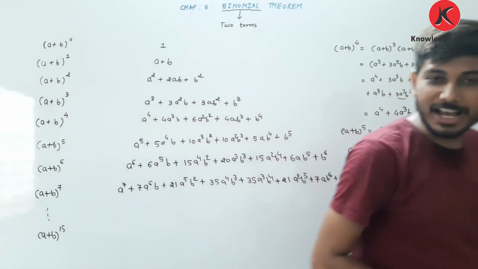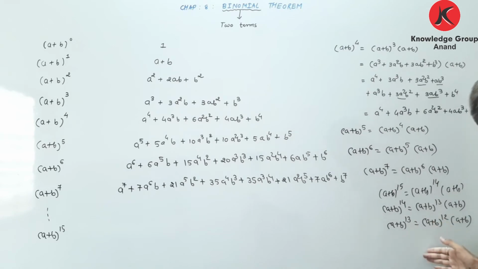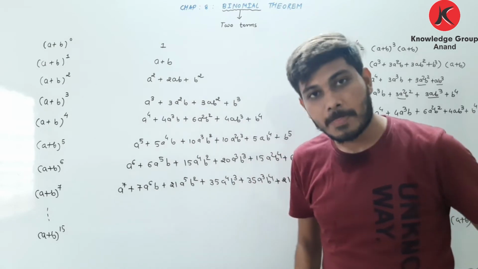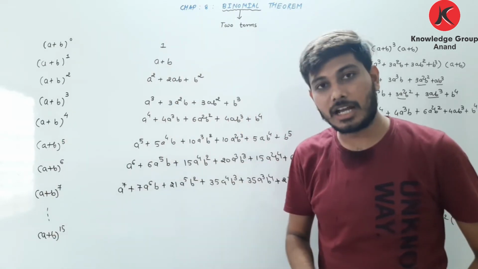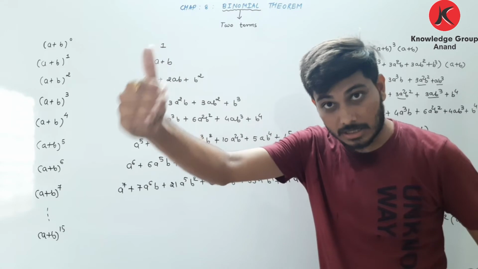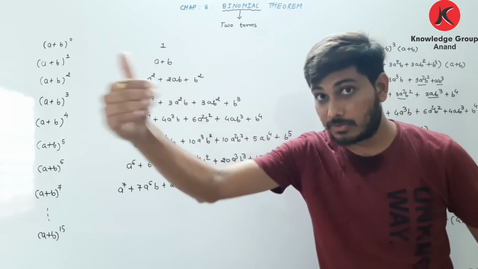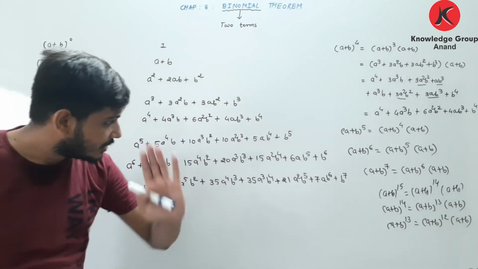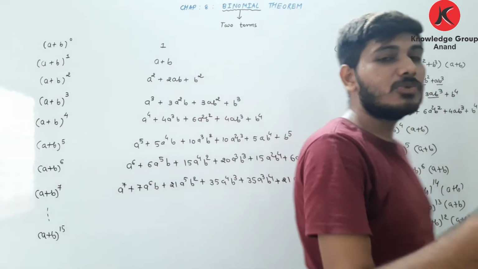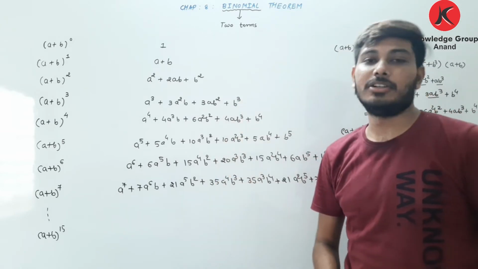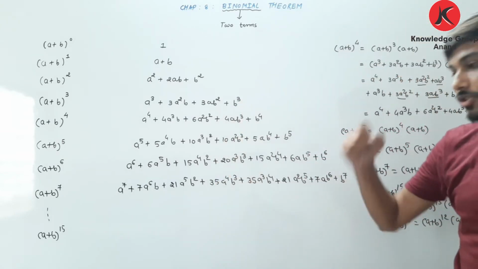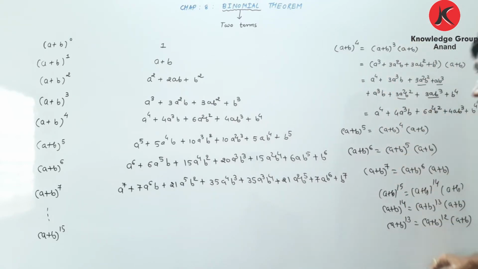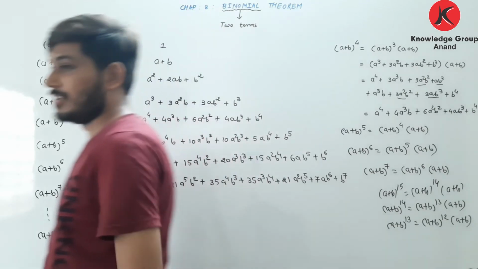Students, if you go calculating this way, the board exam will be over. If they are asking for (a+b)^49, or (a+b)^99, then 98, 97, 96, 95, 94, 93, 92, 91, 90. Will you calculate all this? No. It is a very difficult method to calculate (a+b)^99 by use of this logic.